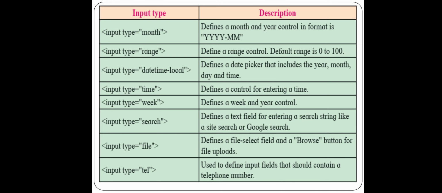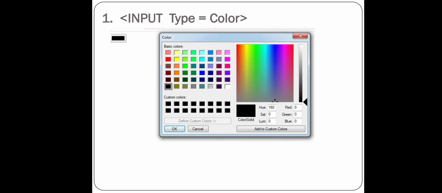Again here some more elements. So the first type we saw is input type equal to color. Here I will just quickly revise what exactly it means. In this control you will get a box. You can see on the left side there is a black color box. So this acts as a color picker element.